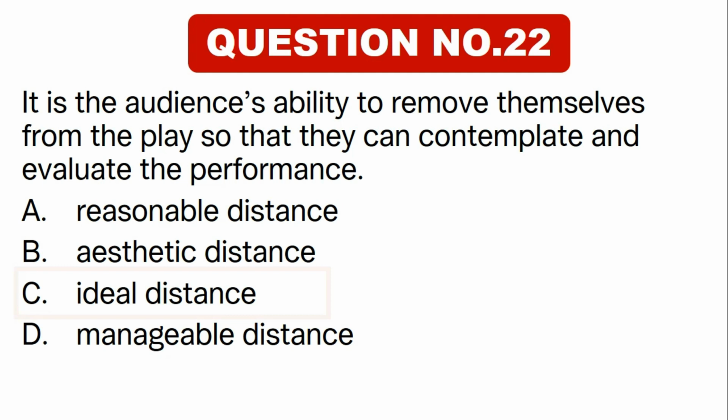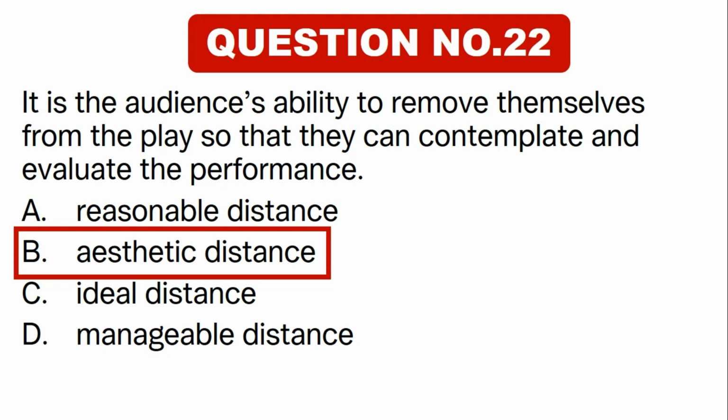Aesthetic distance. Aesthetic distance is a literary term that describes an audience's emotional involvement in a story or in a play. If you want to objectively evaluate a play, for example, you have to remove your emotions so that you will not be biased. That is aesthetic distance.